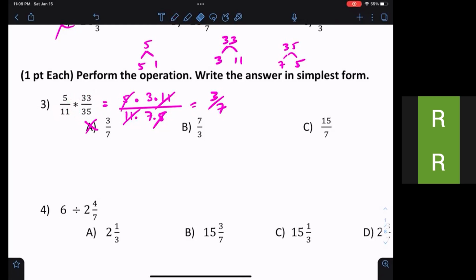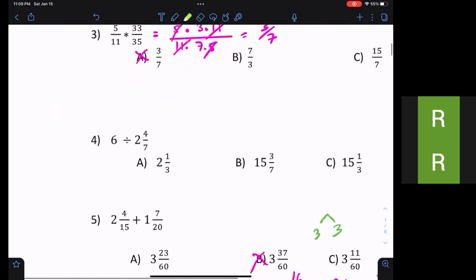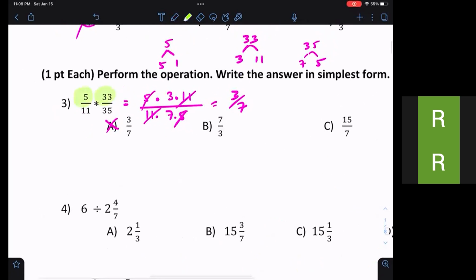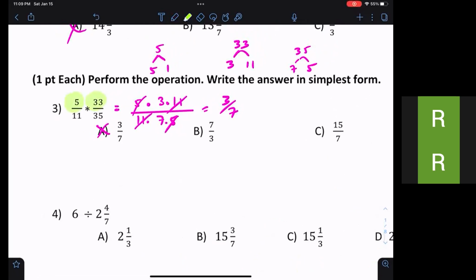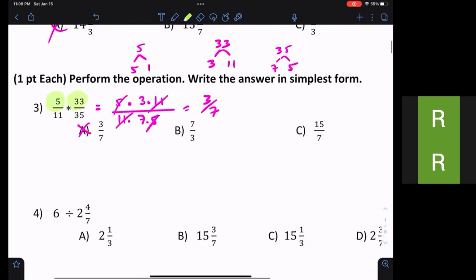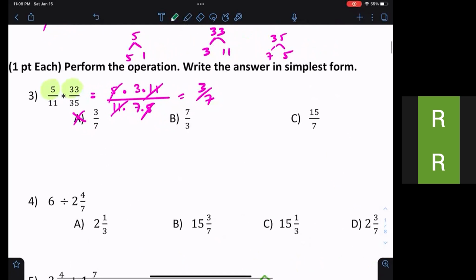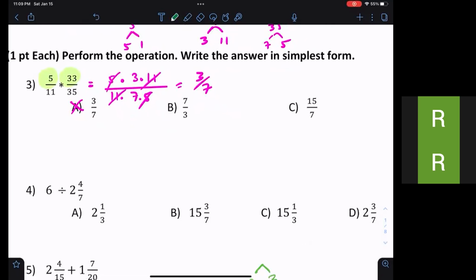And you always want to do the prime factorization, because if you multiply these two numbers, like 33 times 5, you're going to get a big number. And if you multiply 11 times 35, you're going to get a big number, and it's going to make the problem more difficult. So you want to make the problem easier by doing a prime factorization, okay? So here, they want you to do this, right?